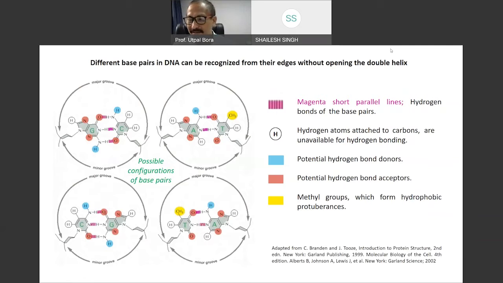Now, we know that there are proteins which bind to DNA. And probably all of you are also aware that there are some classes of enzymes known as restriction endonucleases, which can recognize DNA sequences, right?